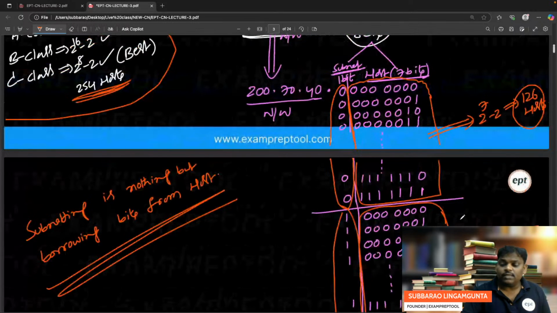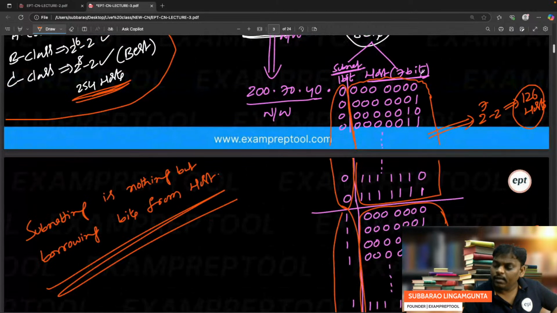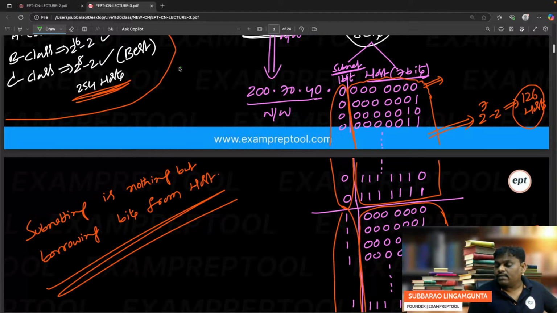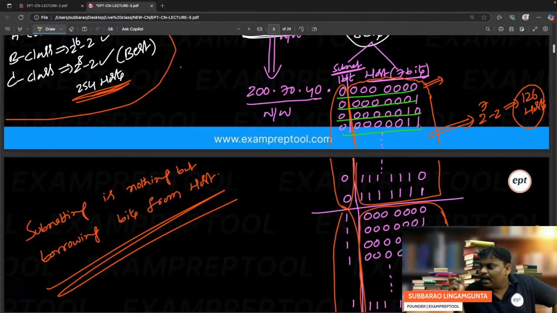Some people are asking, sir, if I take the first half, what is the IP? Remember, an IP always contains 4 octets. You do whatever way you want; finally, IP means 4 octets. So suppose I want 100 hosts. You can take the first subnet or the second subnet. If you take the first subnet, you will get 126 hosts.